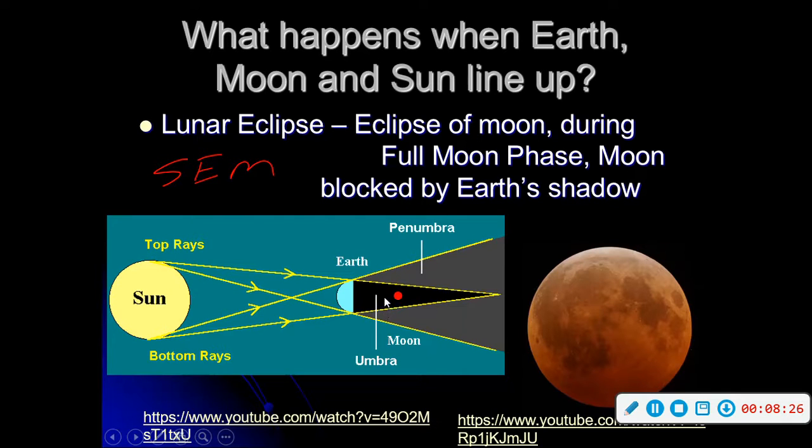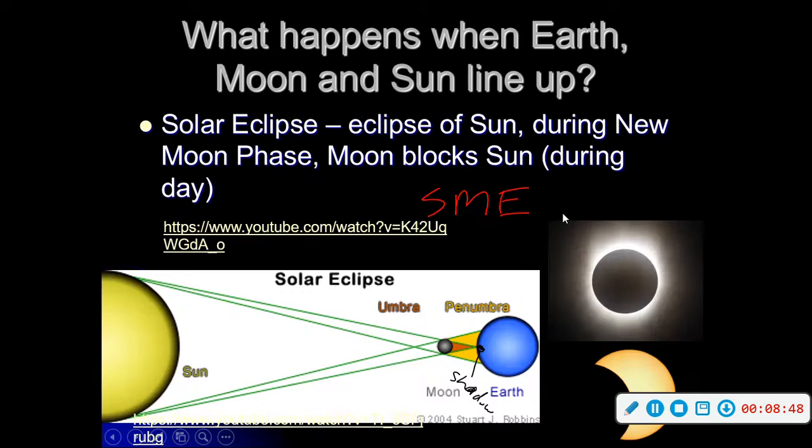And if it ends up in the umbra, which is the bigger part of the shadow, you end up with a total lunar eclipse. If you end up in the penumbra, that means it will only block out part of the light. Okay, and that's what it looks like, usually the reddish color, as I mentioned. There are a couple of YouTube links I'll put in the description that you can take a look at of live ones.